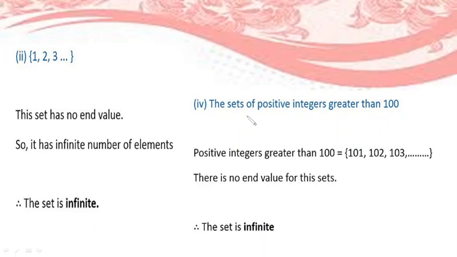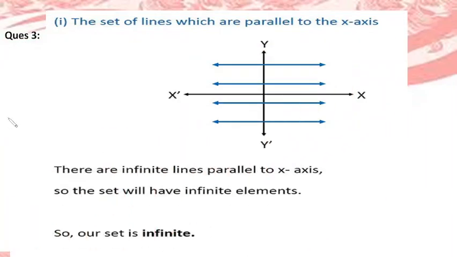Fourth part, the set of positive integers greater than 100. How many positive integers do we have greater than 100? Infinite. It will start from 101, 102, 103 and it will go till infinity. So there is no end value for this set. So it means this set is also infinite.